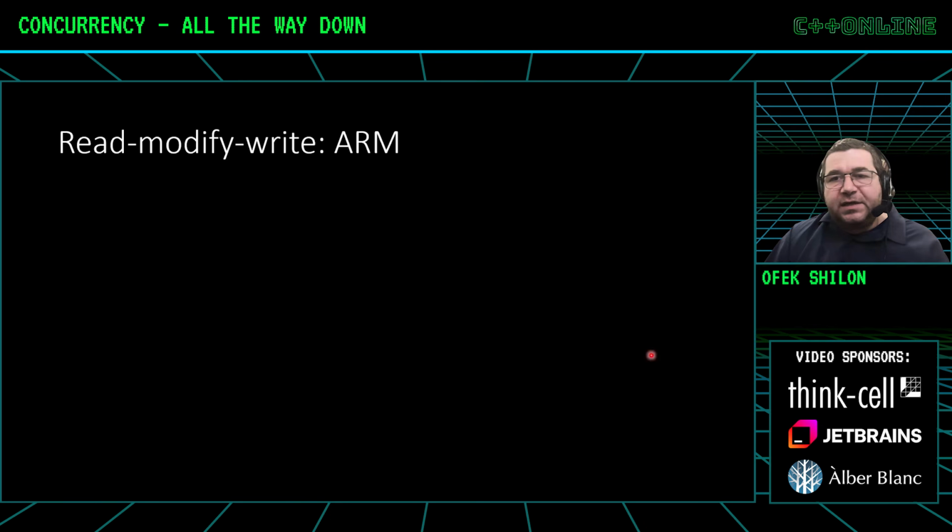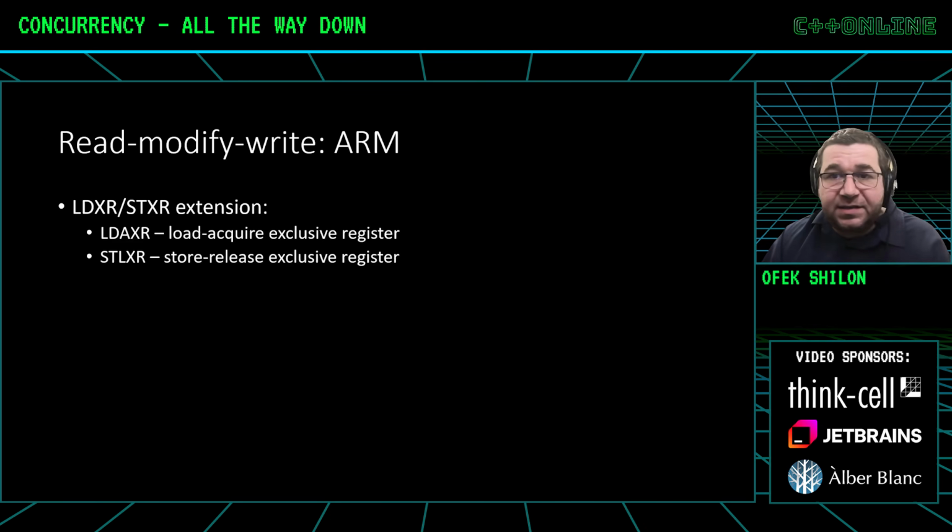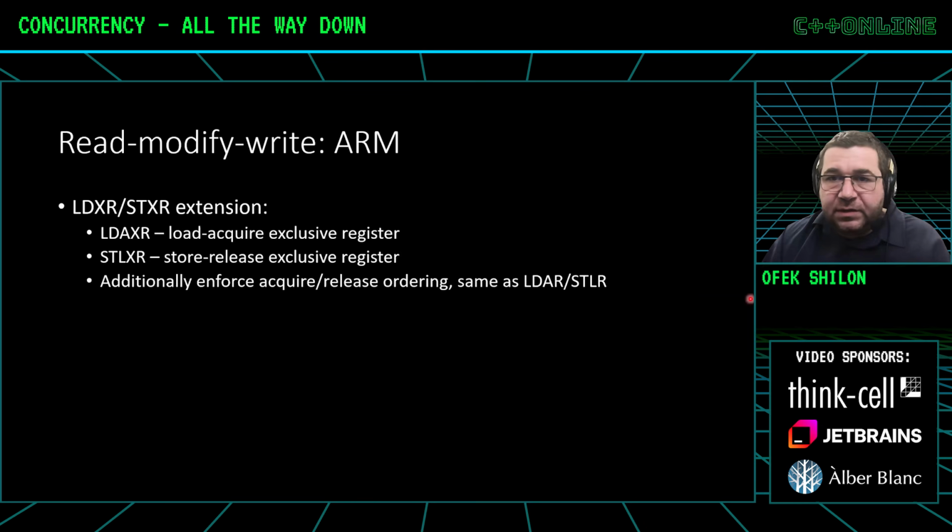Two additional notes I want to make on these instructions in ARM. First, the LDXR STXR pair of instructions has an arguably more useful cousin, LDAXR and STLXR. These are load acquire exclusive register and store release exclusive register. These two, in addition to the load store exclusive mechanism, also enforce acquire and release ordering, same as load acquire and store release. That is actually quite necessary when you want to implement higher level synchronization primitives like mutexes, which we won't get into here.